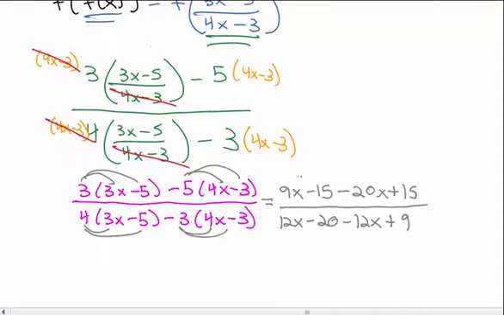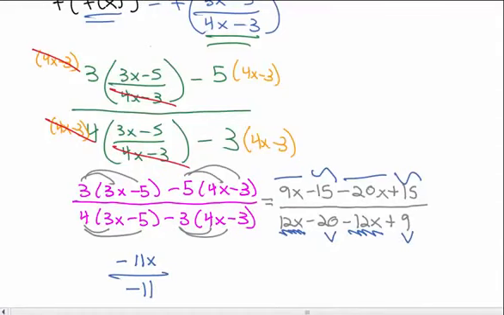Finally, combining like terms to finish it off, 9x minus 20x is negative 11x. 15 minus 15 is 0, that's nice, over 12x minus 12x is 0, and negative 20 plus 9 is negative 11. So in fact, we can reduce from there. The 11's divide out, and we're just left with x. Very interesting that this was just left with x.